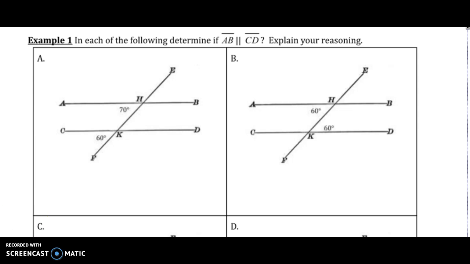So the first thing, once you know how to identify the angle relationships, is we can use this information to determine whether or not lines are parallel. So in the examples below, we're going to determine if line AB is parallel to CD, and then we're going to explain our reasoning. Again, a common thing that you see on the Regents exam is, how did you know this particular thing? How did you determine this? They want you to explain using words.